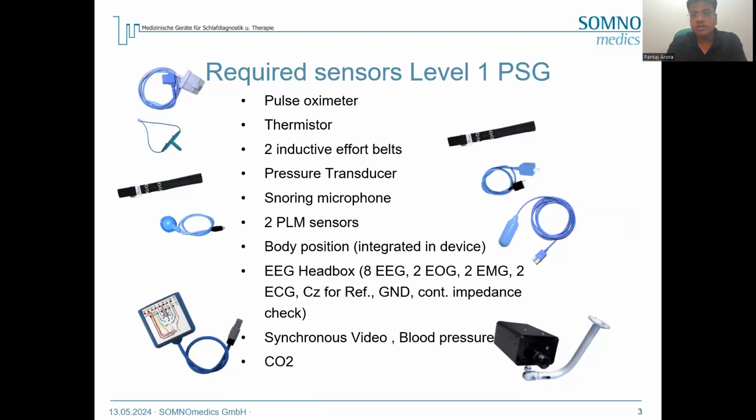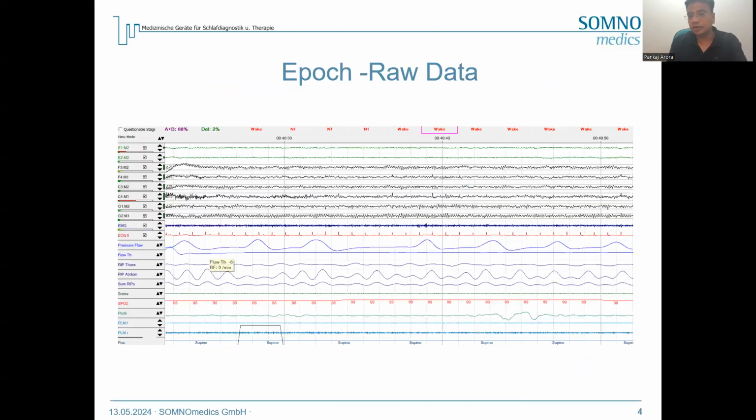So a lot of sensors you put on the patient because you want to have data which will be shown in this kind of raw data form, which is called an epoch. But this is only one epoch, where you are seeing a lot of waveforms. This is only one page. In a whole 7 to 8 hour study, you get more than 1,000 pages like this. So you need to score this data.